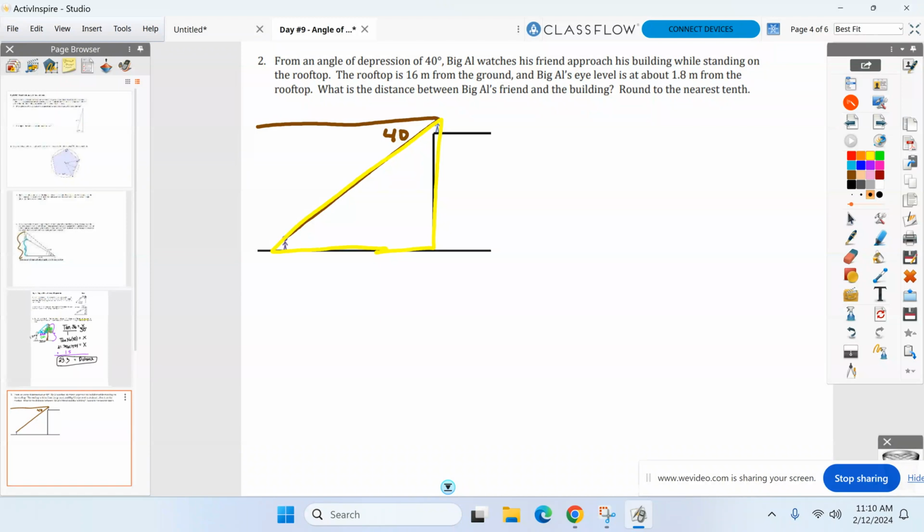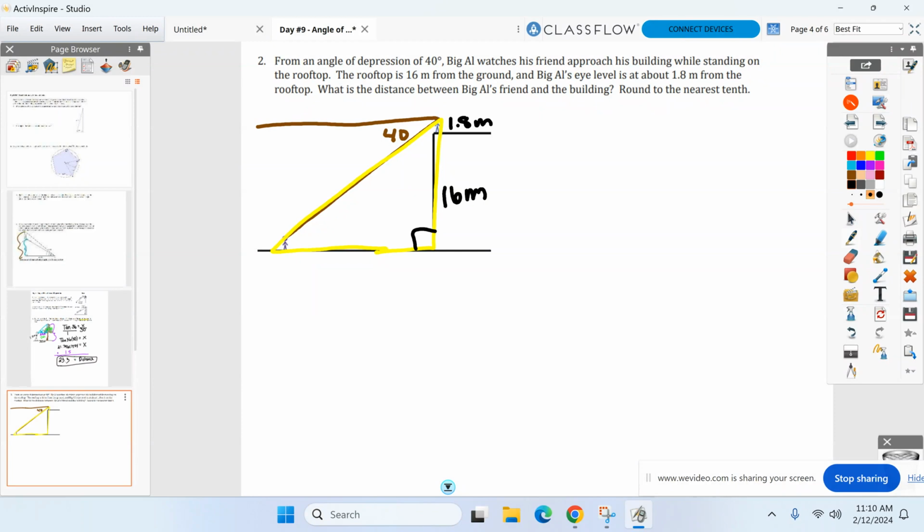Here's our right triangle. We've got a couple values to add to it. The rooftop is 16 meters from the ground. So rooftop right here, this distance here, rooftop to ground, is 16 meters. And then take a look, we say his eye level is about 1.8 from the rooftop. There we go.